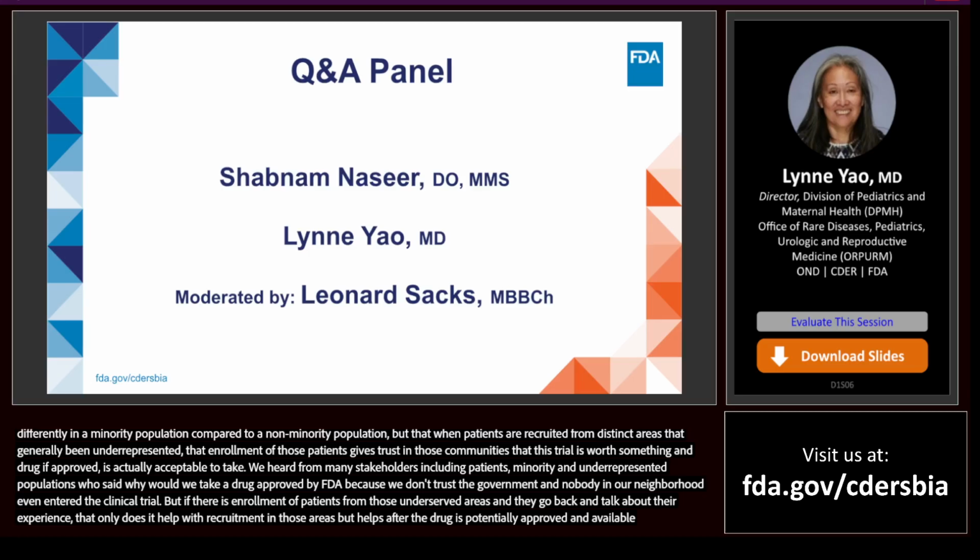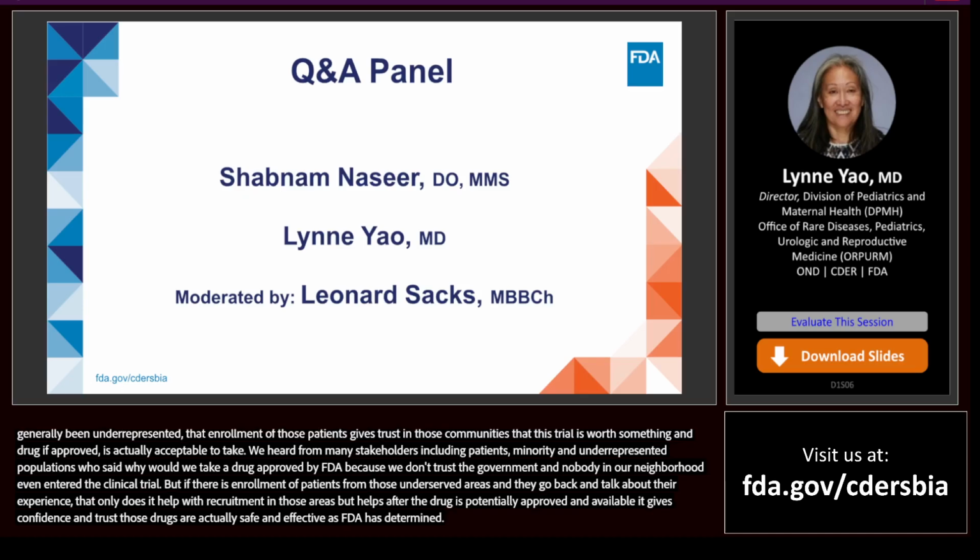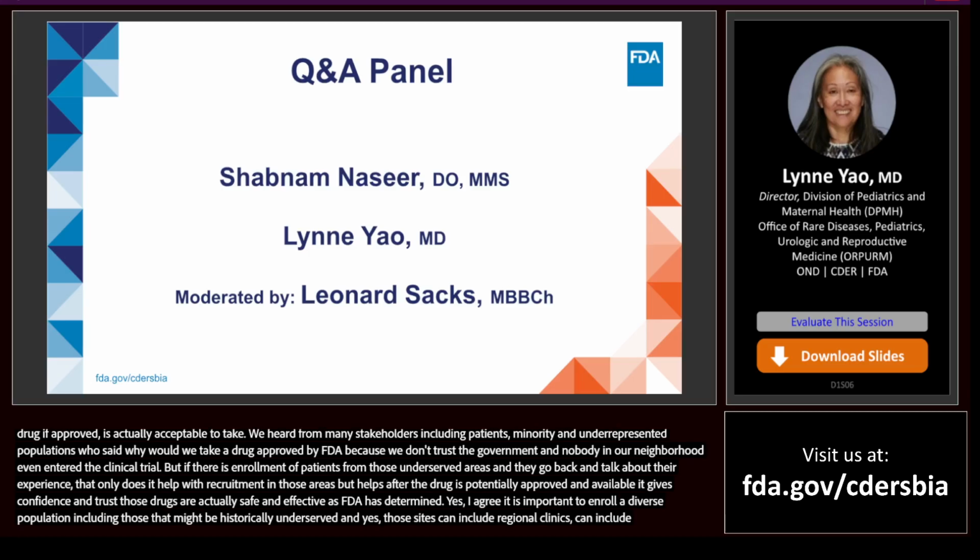So yes, I agree that it's important to enroll a diverse population, including those that might be historically underserved. And yes, those sites can include regional clinics. They can include engagement with disease support groups. And again, that idea of the decentralized trial is also one that can help with enrolling populations that have been historically underrepresented. Thank you. Thanks, Lynn.